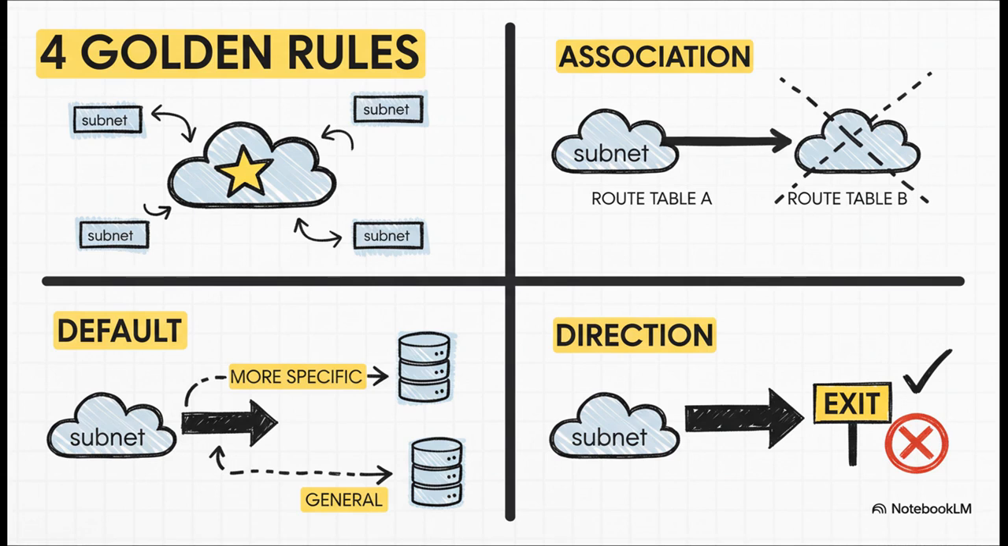First, every VPC gets a main route table out of the box that acts as the default. Simple enough. Second, a subnet can only have one route table at a time. Period. Third, just like in the physical world, the most specific route always wins. It's called the longest prefix match. And fourth, and you absolutely have to remember this one, route tables only decide the exit path for traffic leaving a subnet. There is no such thing as ingress routing in a VPC. It's just not a thing.